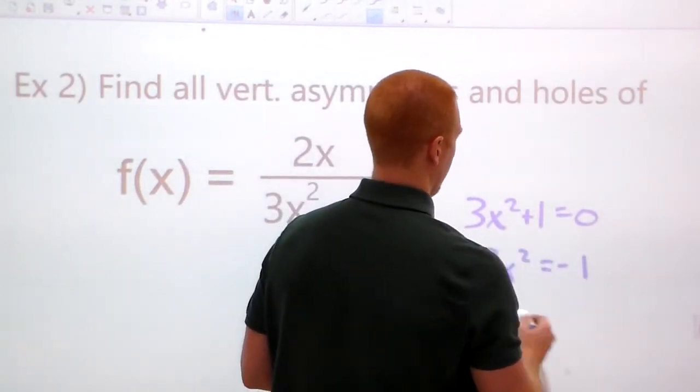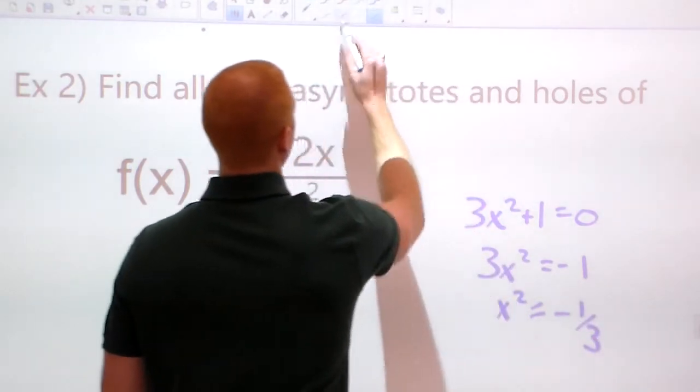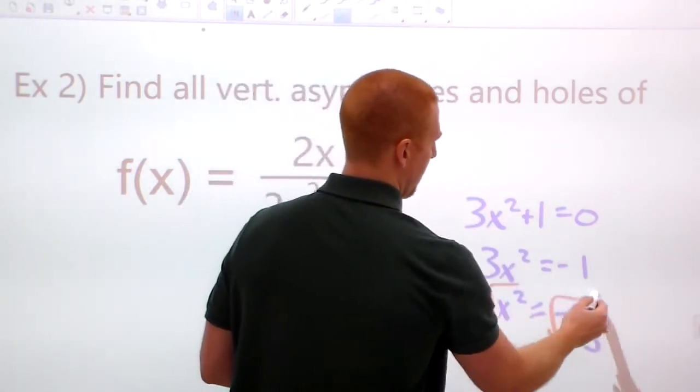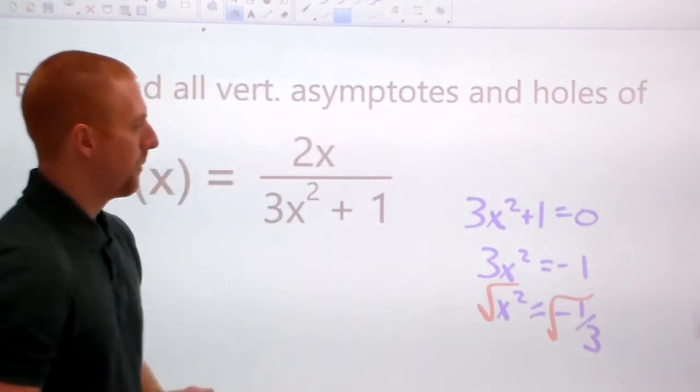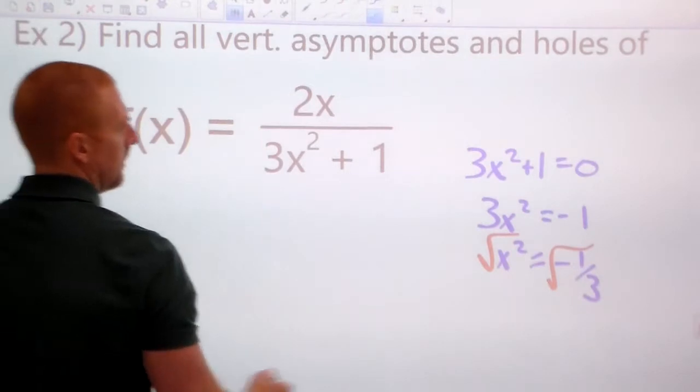So 3x squared equals negative 1. X squared is going to equal negative 1/3. And I'm going to need to take a square root to solve that. And I'm going to stop right there because x is going to be complex.